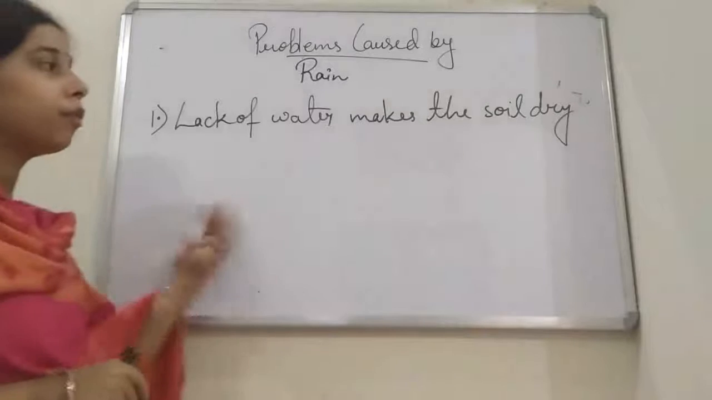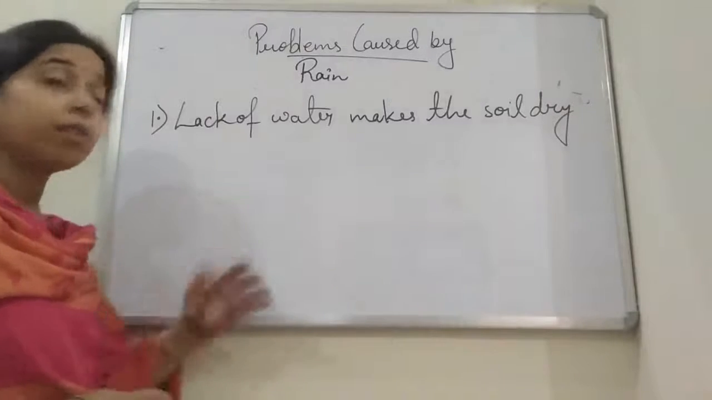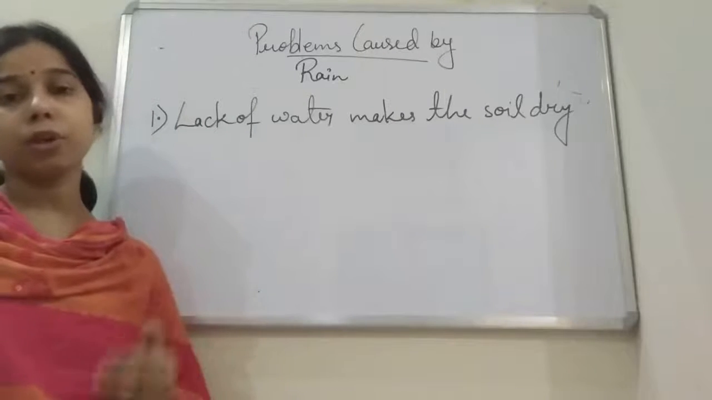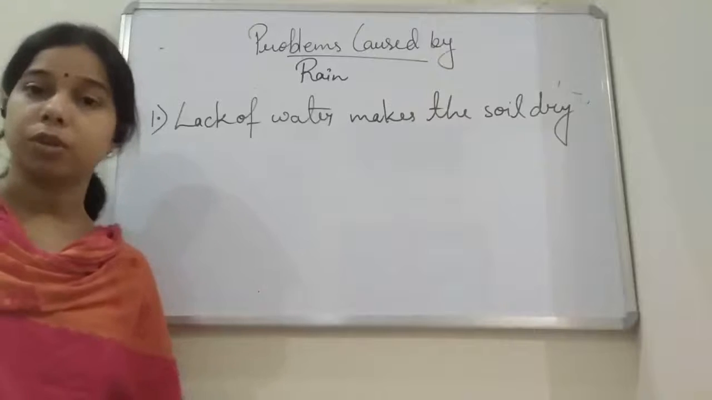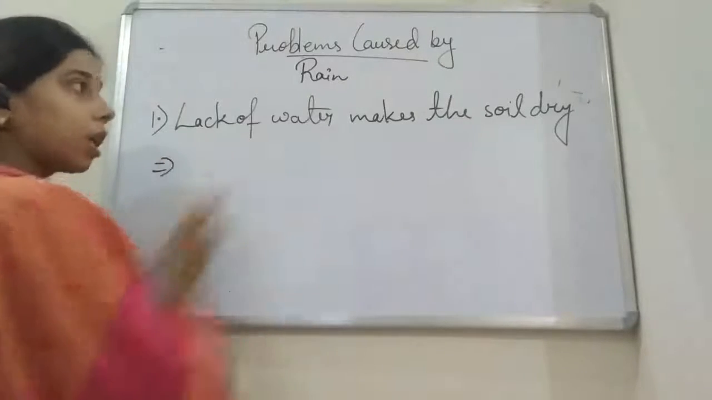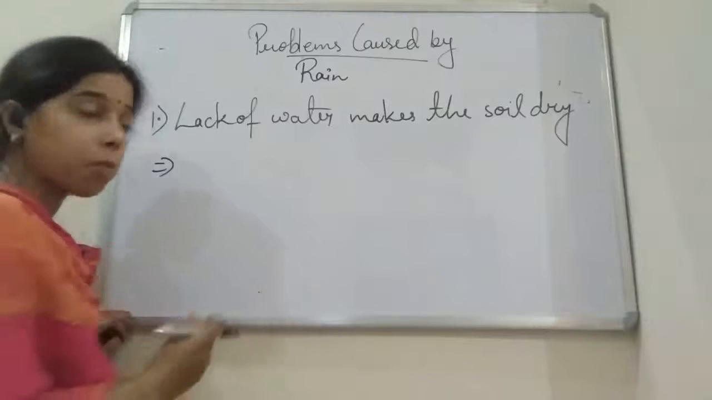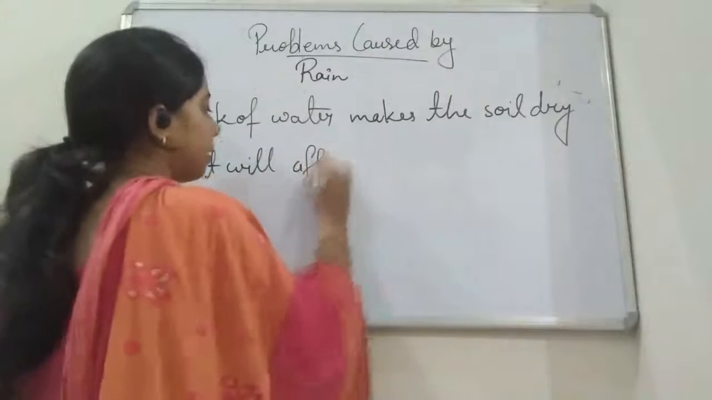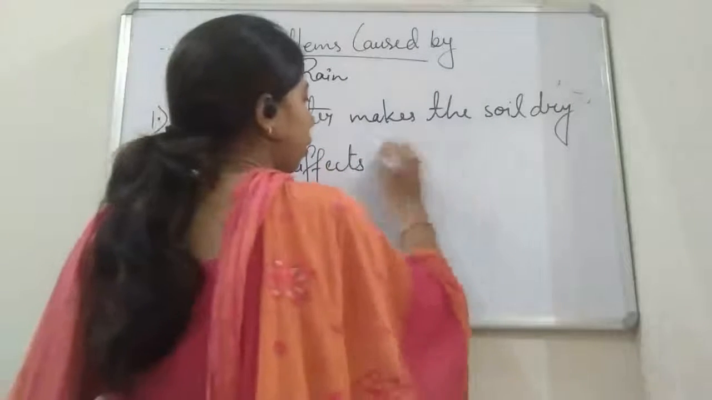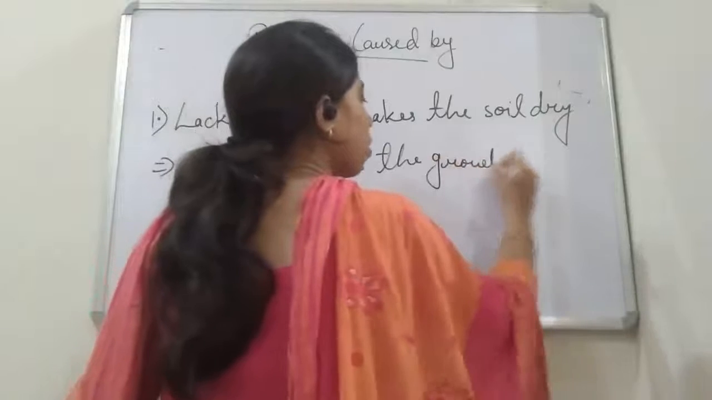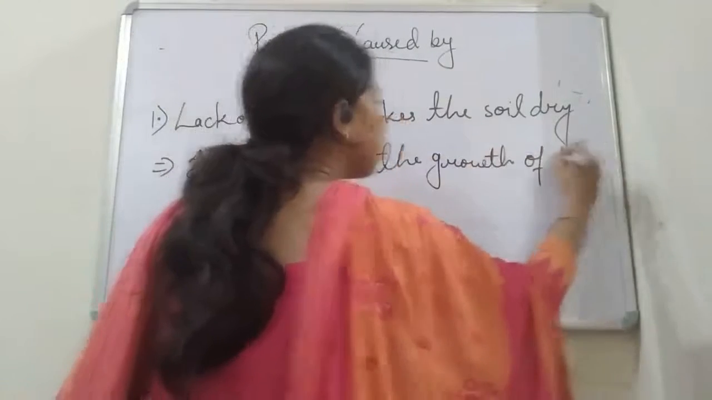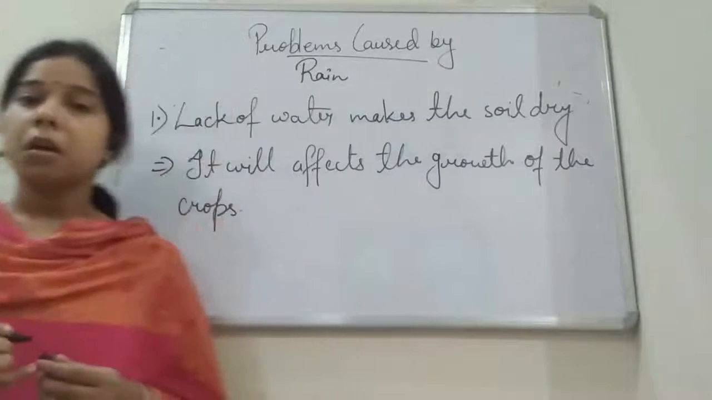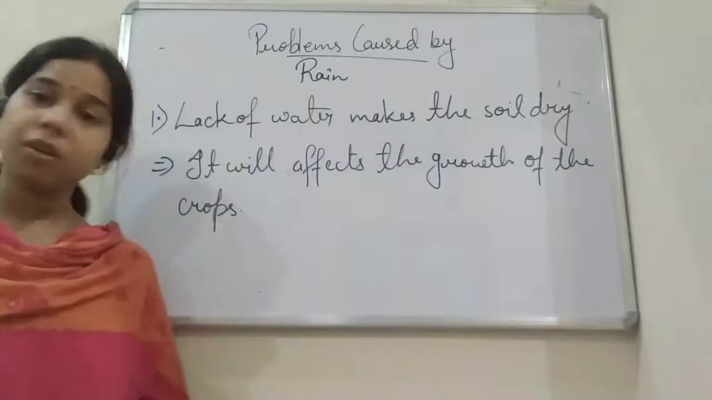So due to the lack of water, the soil gets dry, students. And if the soil lacks all its moisture, what is it going to affect? It is going to affect the crop, students. So we can write the consequence of the soil losing its moisture: it will affect the growth of the crops. So it is going to affect the growth of the crop, students.